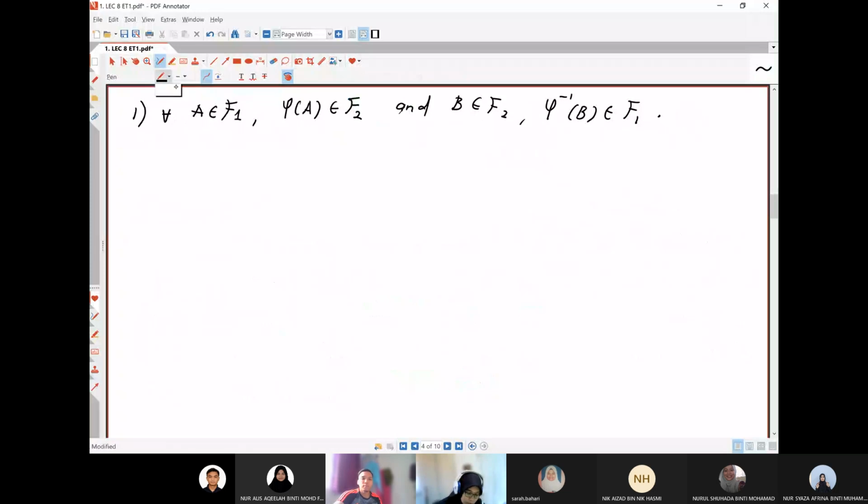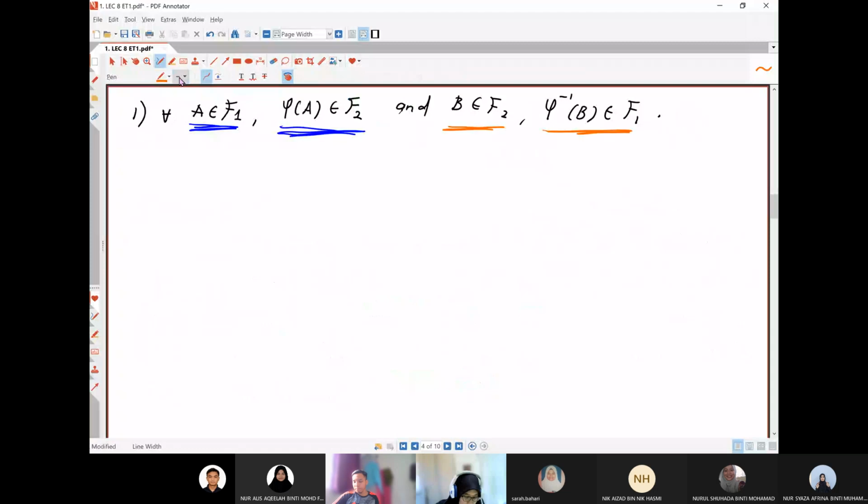Okay. The first property says that the two measure preserving transformations are isomorphic if for any set taken from the first, kita akan dapat the image is in the second. So kalau kita ambil another set from the second, we will have the inverse is in the first. Itu maksud isomorphic.